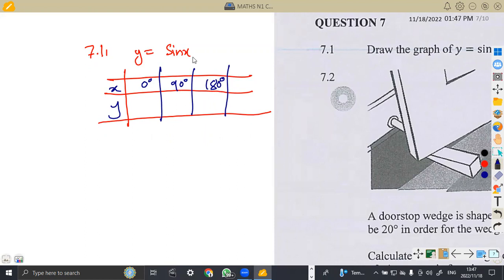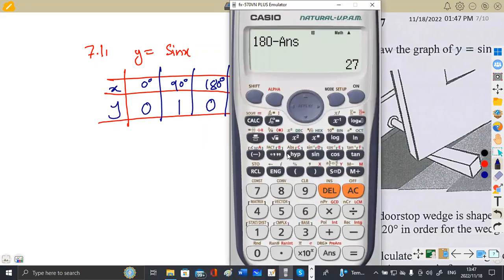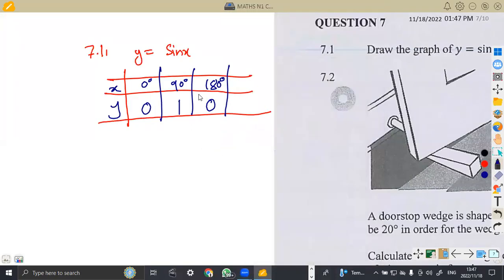Okay, so when x is equal to 0, you can substitute. Sine 0 gives you 0. Sine 90 is 1. Sine 180 is 0. You can use your calculator, guys. Sine 90 from your calculator, you get your answer, which is 1. Sine 180, you get your answer, which is 0. So you have your values.